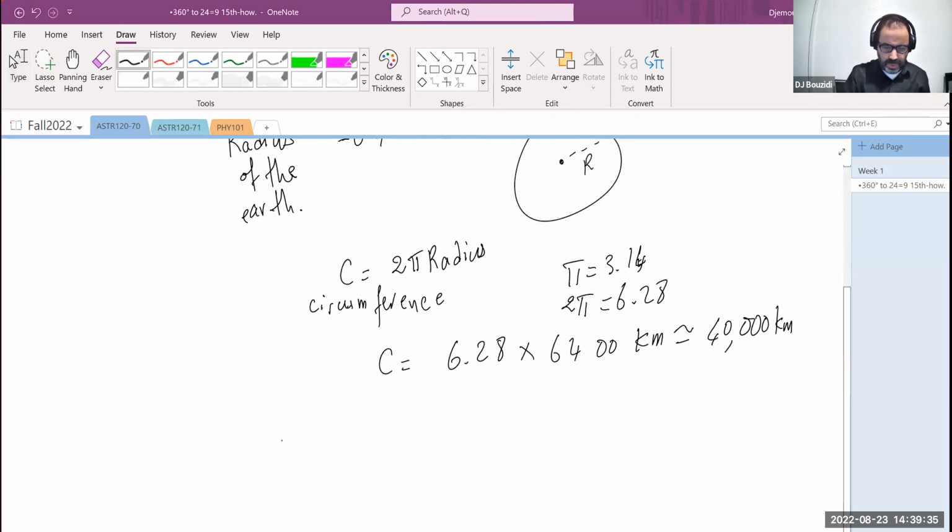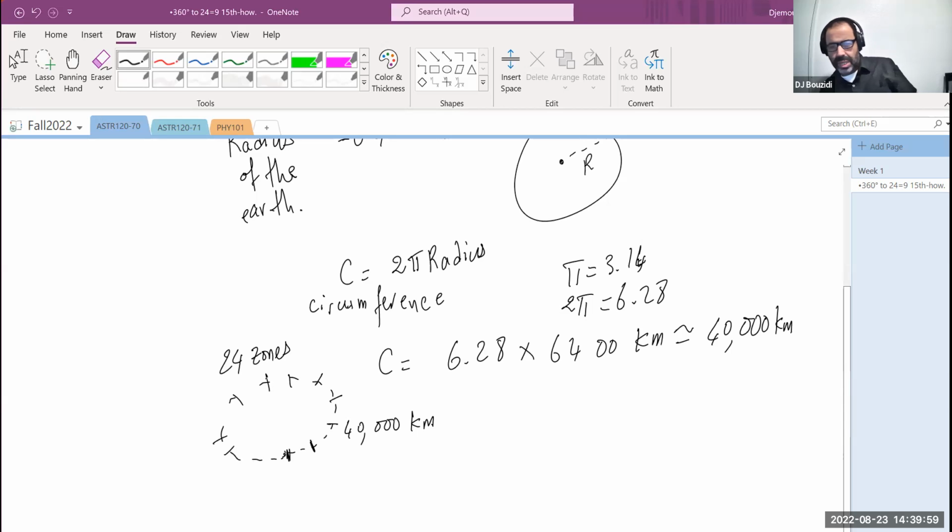That's the question. In other words, I will change the clock as I go around the Earth a distance of 40,000 kilometers. I will change the clock from whatever clock is to another time zone, to another time zone, to another time zone. I know I have exactly 24 time zones. My question is, what is the distance between each time zone and the next time zone? That's really the question I need to answer.